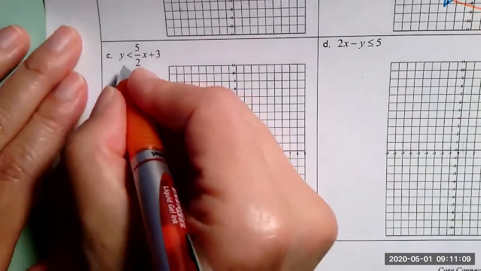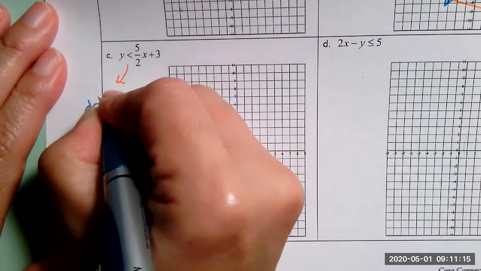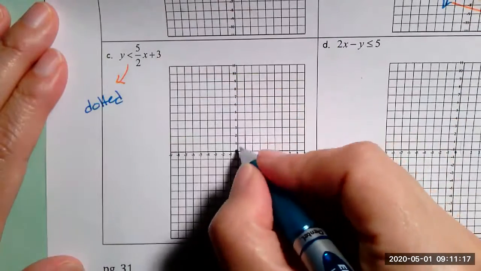Let's check your answer. What am I going to write there? That is going to be dotted. Good. Let's go ahead and plot my point.